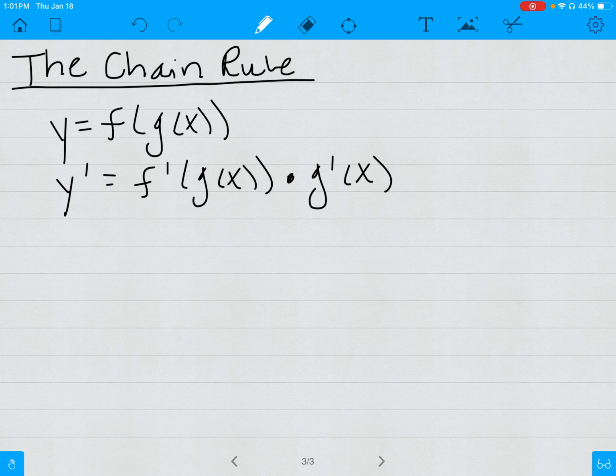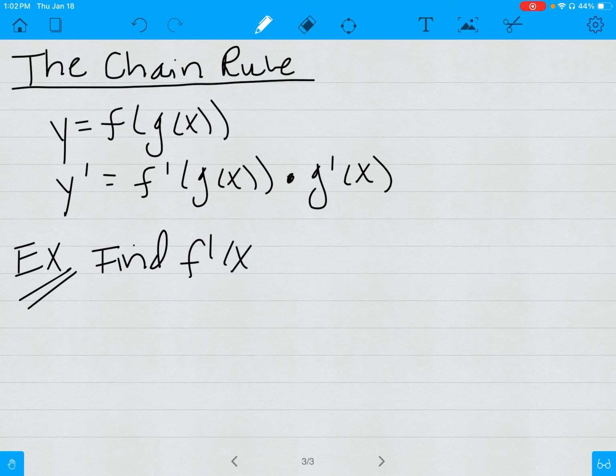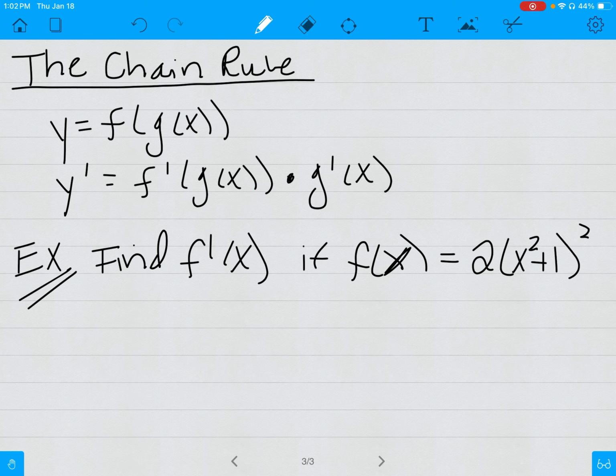So when we think about our composite function, I'm going to make us one. Let's say we want to find f prime of x if f of x equals, let's say, 2x squared plus 1 quantity cubed. Okay. So we want to find the derivative of this.